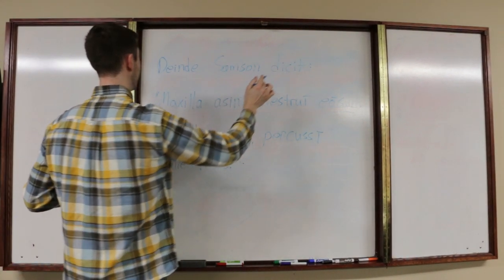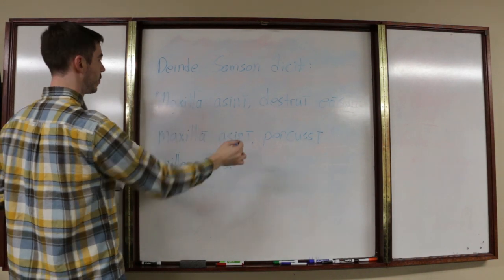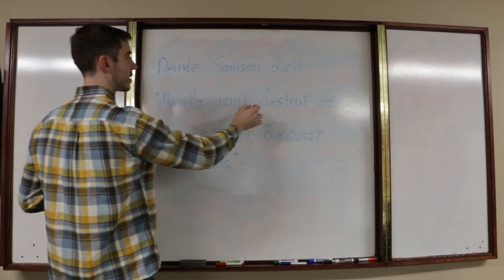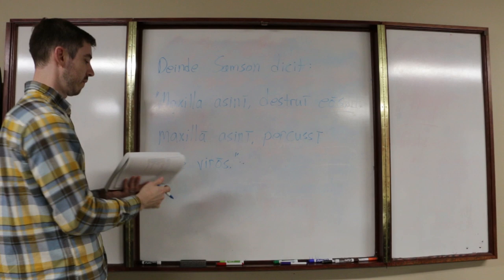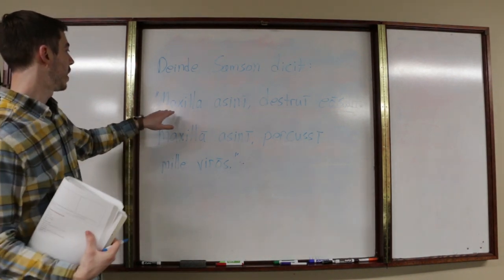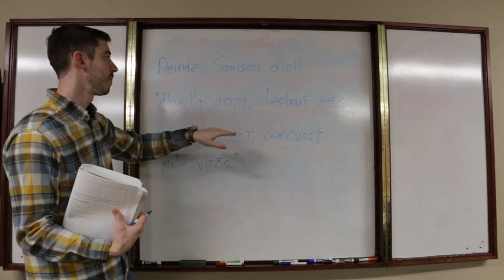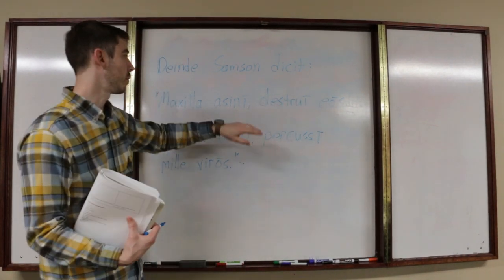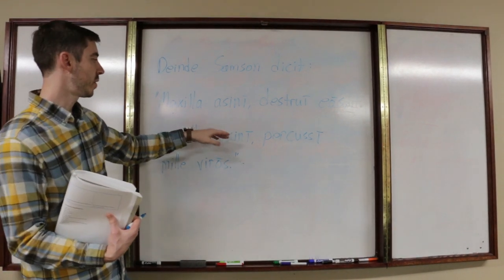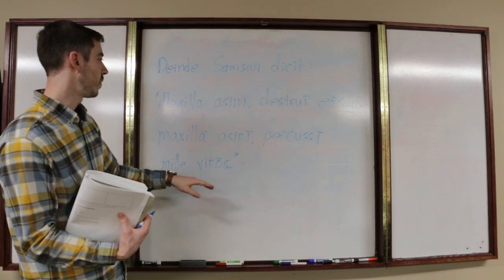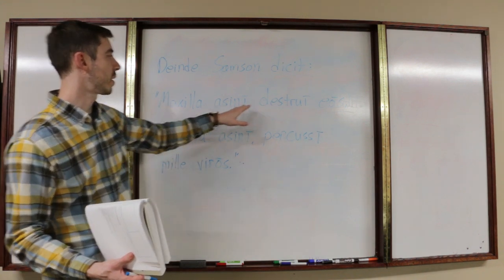Deinde Samson dicit. So then Samson, he says, and here's our quotation mark showing what he says. Maxilla Asini destrui eas, maxilla Asini percussi mille viros. So here he says, so this is in ablative again, with the jawbone of a donkey, I destroyed them. So, well, I'll come back to that. Maxilla Asini, with the jawbone of a donkey, percussi mille viros. I beat 1,000 men. So with the jawbone of a donkey, I destroyed them.